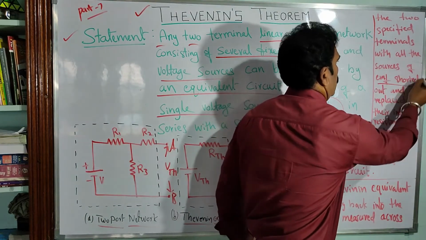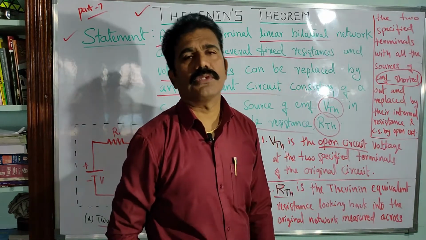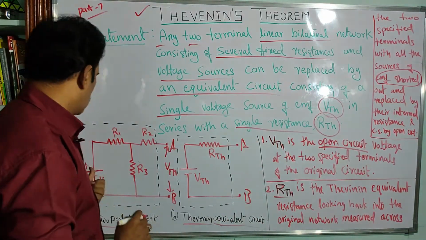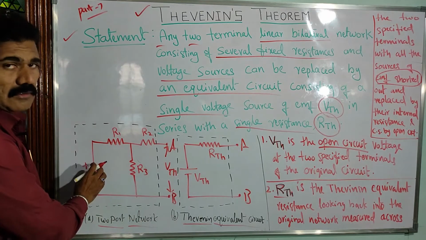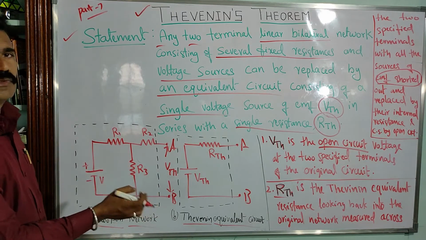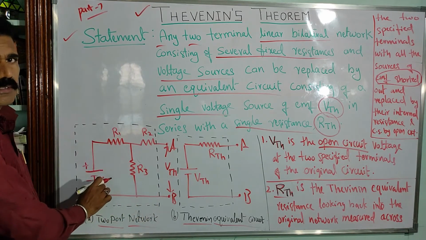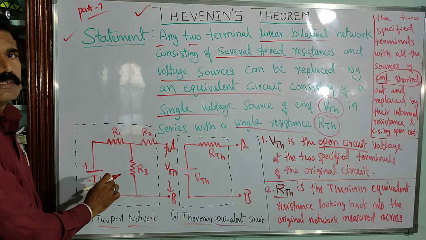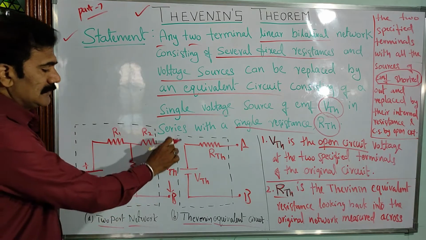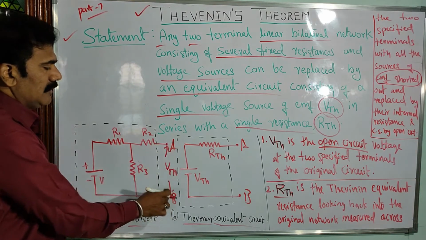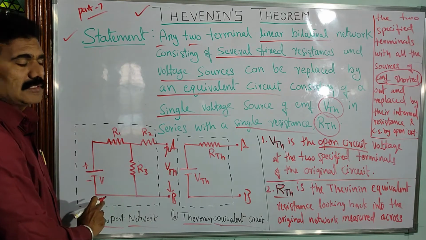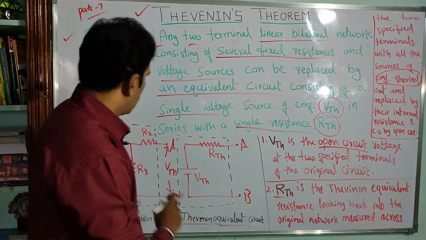So this is very important. All the sources must be shorted, without connecting the voltage source. You just replace the voltage source by a short circuit here, because what we want to measure is not the voltage; we are measuring only the equivalent resistance across A and B. So just short all the voltage sources.